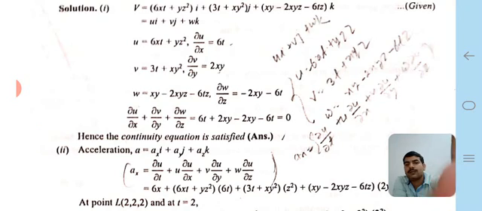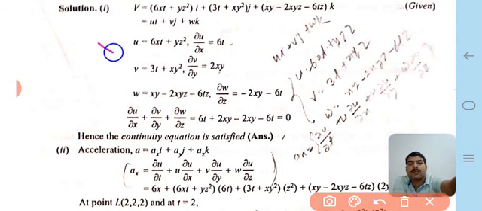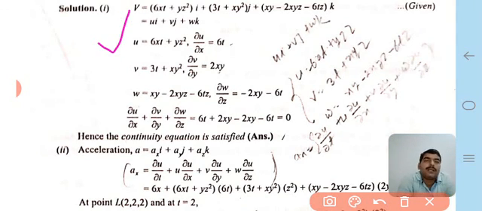Here, the velocity vector capital V is given.